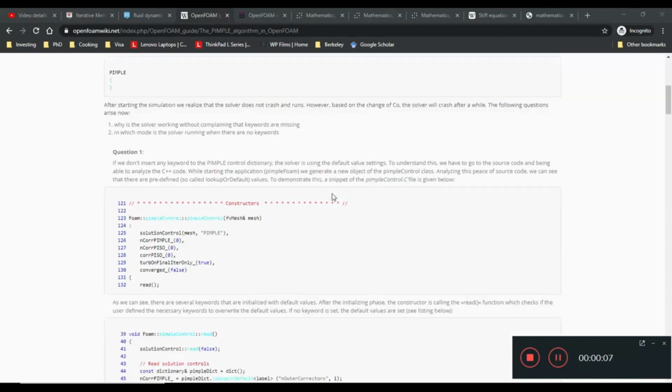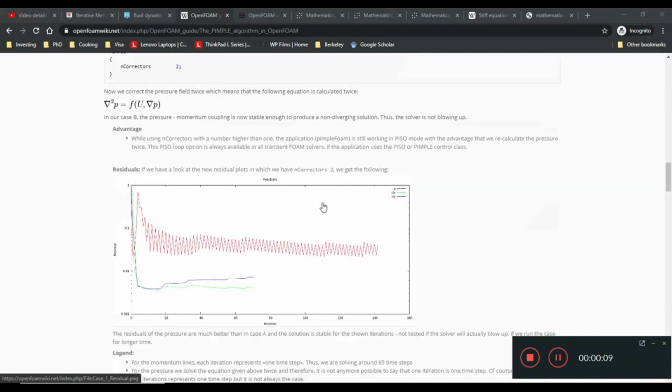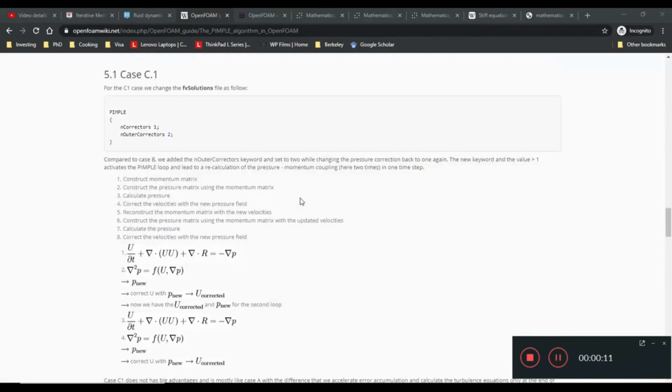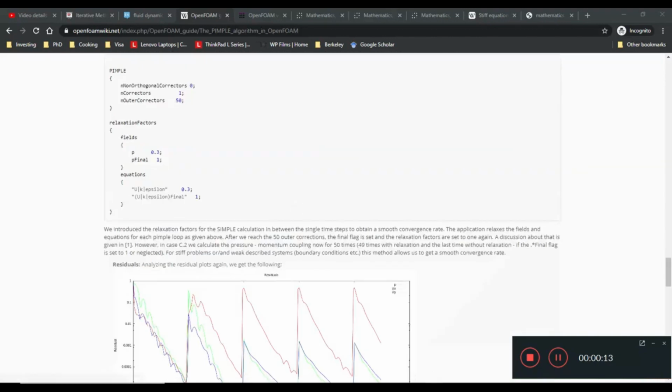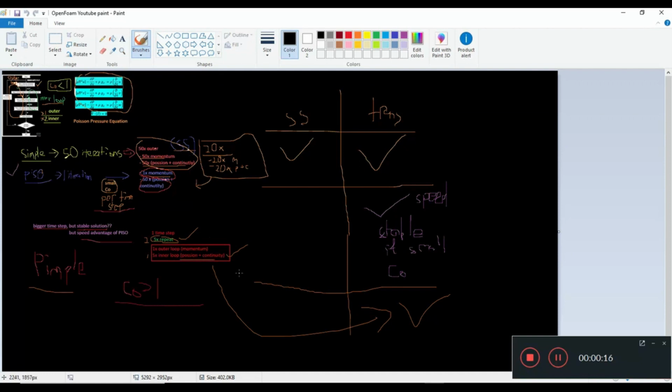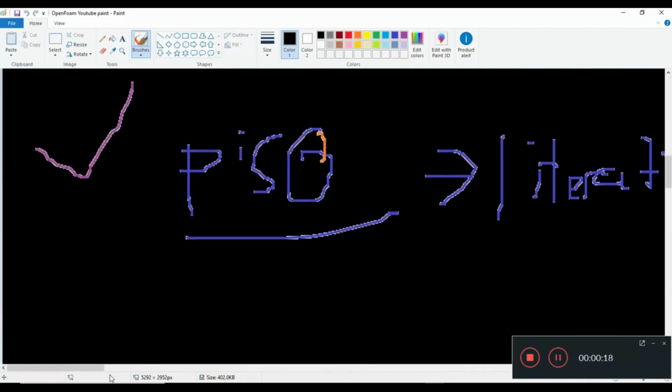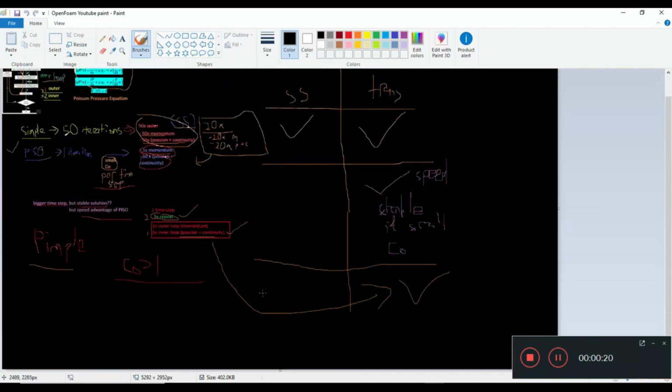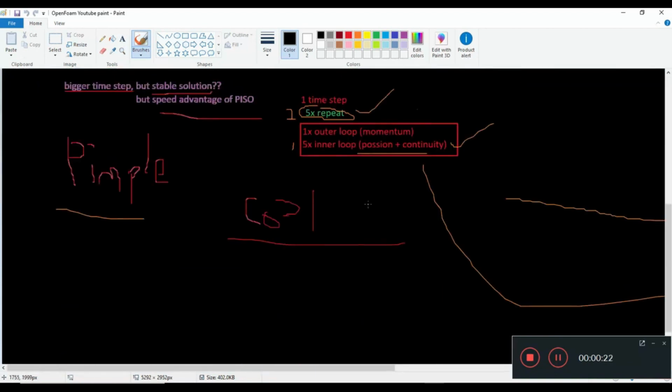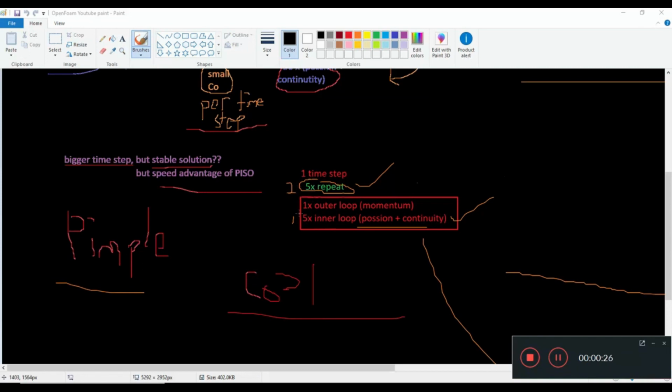So in today's video, we want to talk about relaxation factors, and we were talking previously about the PISO loop and the inner and outer loops. If we have the inner loops more than one time and the outer loop one time, that is the PISO loop. The PIMPLE loop is where we have more than one outer loop.